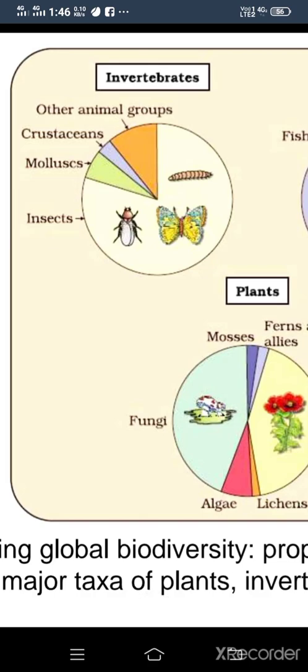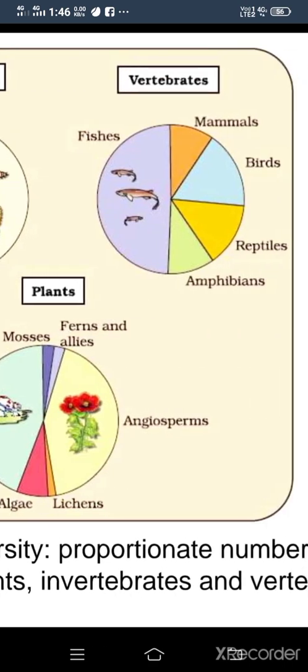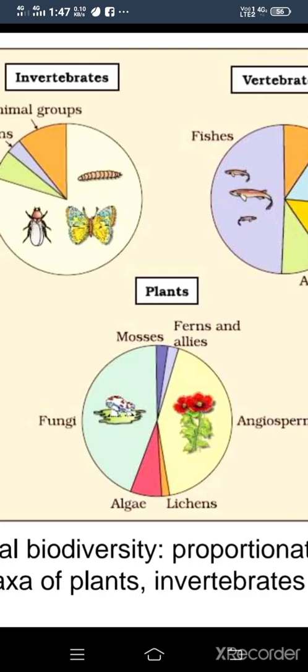Globally, the invertebrates mentioned here are crustaceans, mollusks and insects and all. But insects are more numerous compared to mollusks, crustaceans and other animal groups. There are more insects among invertebrates globally. Coming to the vertebrates, fishes are more when compared to the total amount of mammals, birds, reptiles and amphibians. Globally, fishes are more.